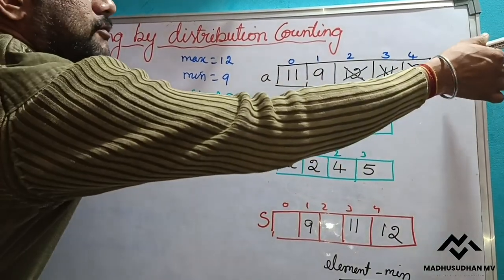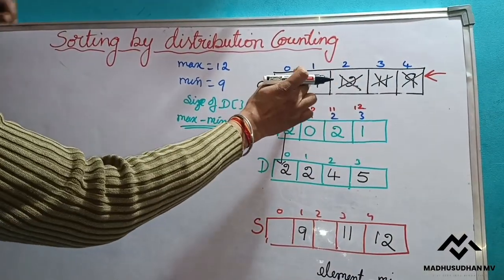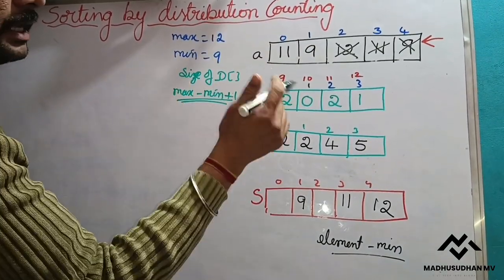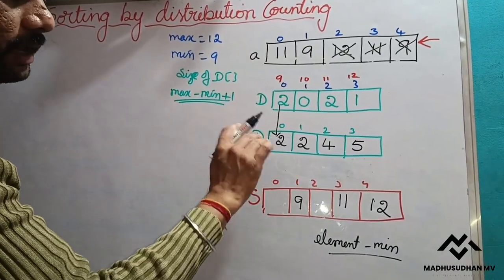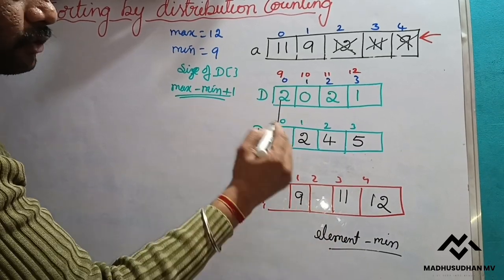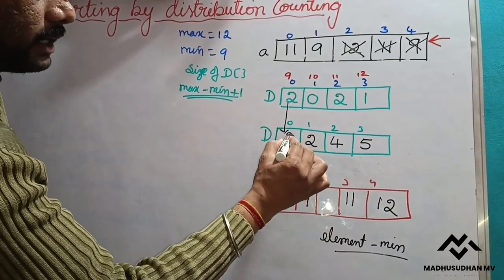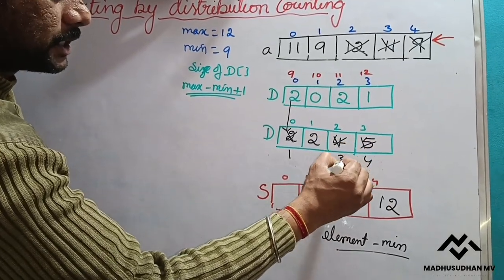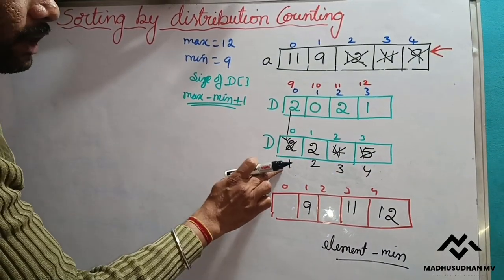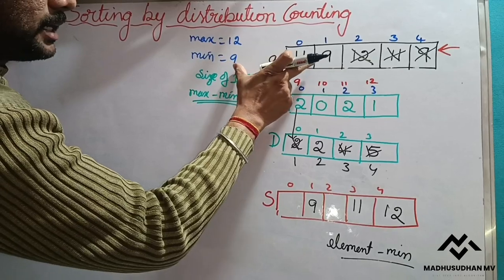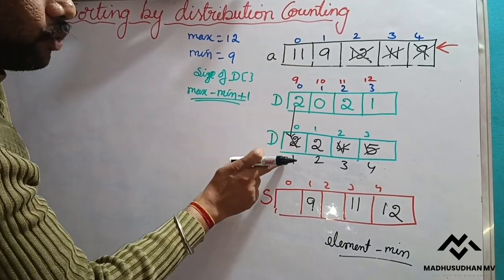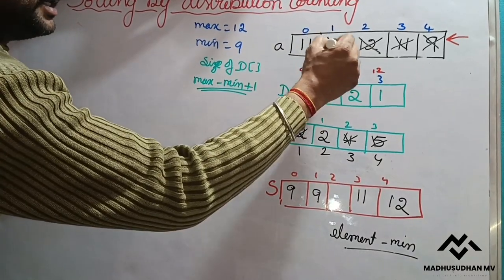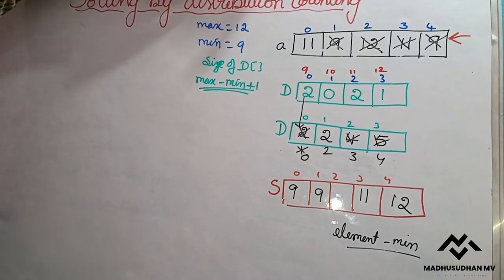Next 9. See, I am coming from this end. Again, the element 9 minus minimum 9, minimum is 9, so 0. Whenever I place an element, I have to decrement this count. Now I decremented it: this becomes 1, this becomes 4, this becomes 3, and this stays 2 as it is. Now, 9 minus 9 is 0. In position 0, 1 is there. 1 minus 1 is 0. In position 0, I put this one. Done. So I decremented this to 0 now.